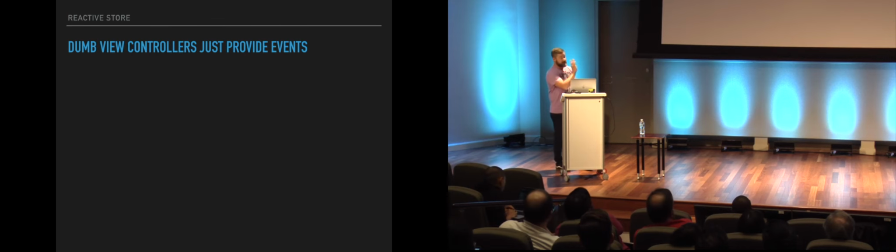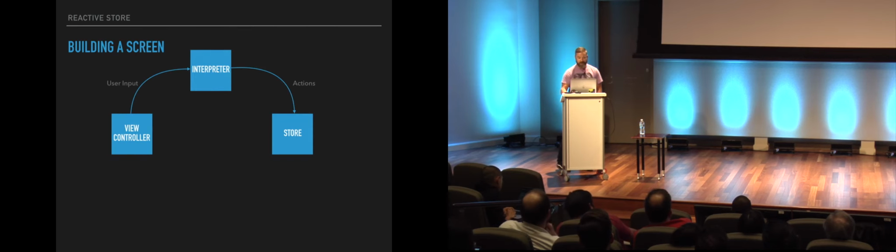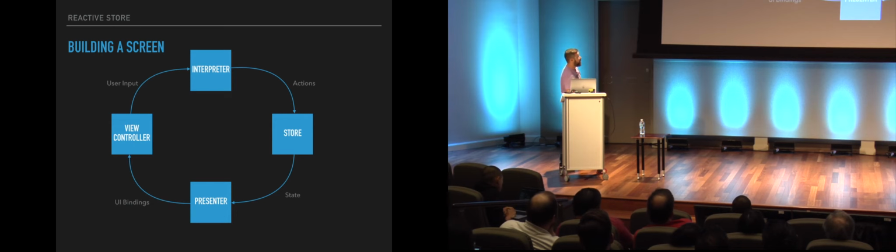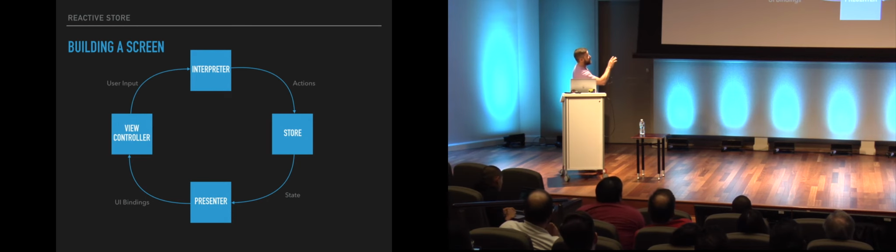So going over these new pieces, the thing to note about this diagram is that this is the MVVM part of the architecture, where the interpreter and the presenter are basically a view model split in half, and that's purely for testability.